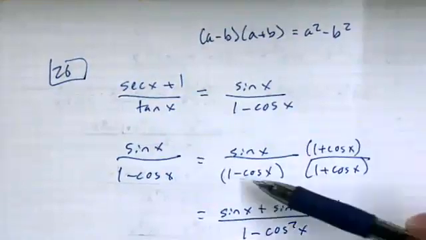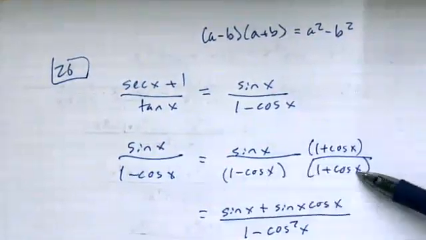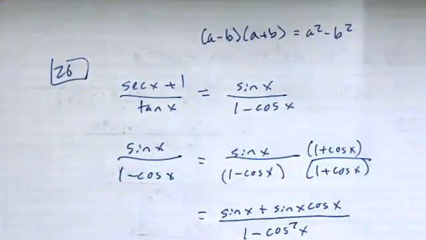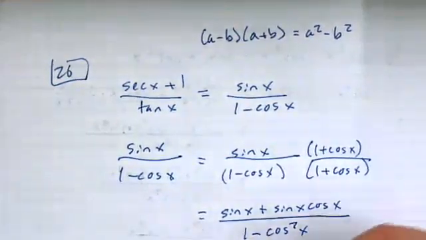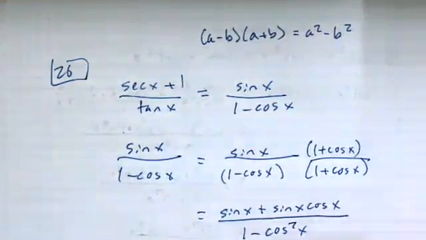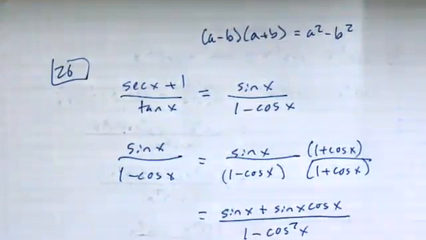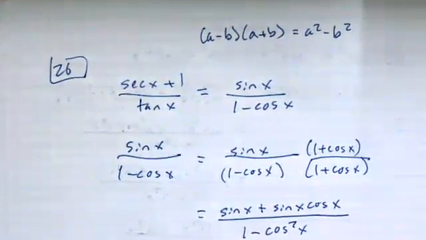Are you guys getting comfortable with this, like 1 minus something, 1 plus something, becoming 1 minus the thing squared? I've seen that pop up quite a bit. 1 minus cosine squared x is sine squared x, isn't it? Sine squared x. Sine x plus sine x cosine x over sine squared x.